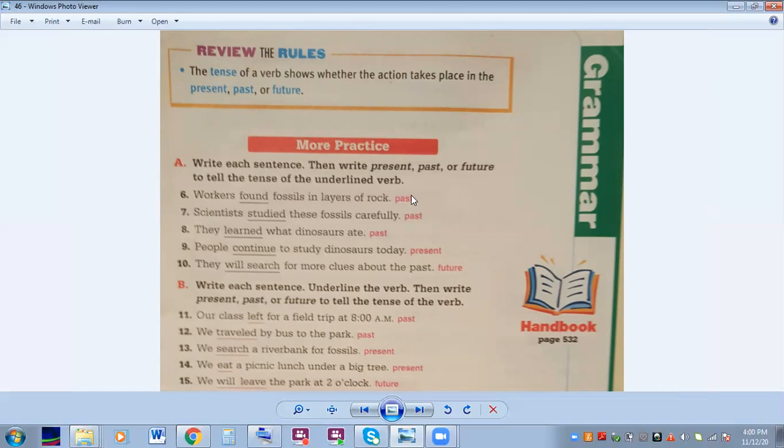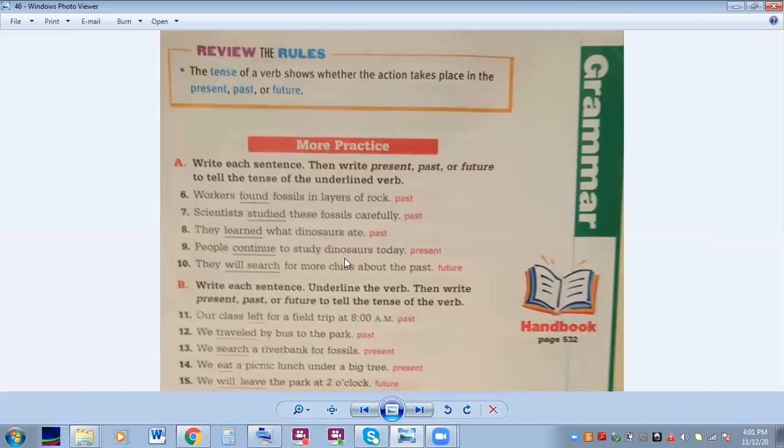Found is past. Scientists studied these fossils carefully. Again, there's our ed at the end to tell us that this is past tense. They learned what dinosaurs ate. Again, ed, past tense verb, past.